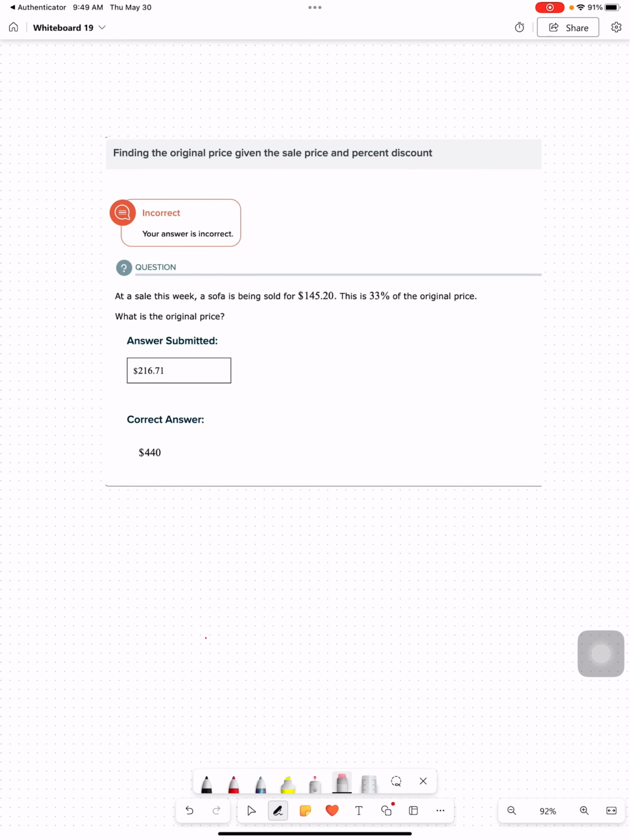So we have an example from ALEKS from one of our modules. The topic here is finding the original price given the sale price and percent discount. It says at a sale this week, a sofa is being sold for $145.20. This is 33% of the original price. And it's asking me what is the original price.